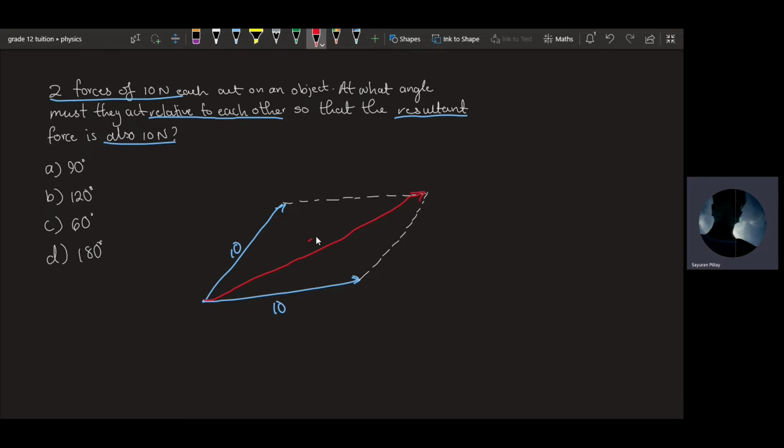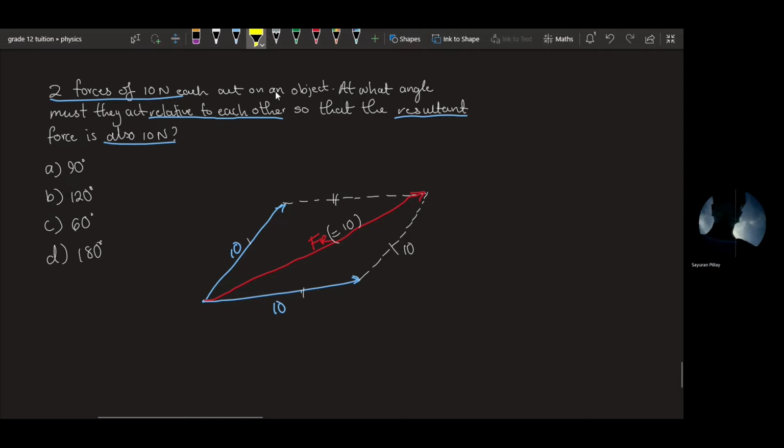Okay, and this red line is my resultant force. Now this white line is 10 newtons. Well, it has a vector value of 10. We know why, parallelograms. That's equal to that. That's equal to that. Okay. Now, interestingly, we want this FR to equal 10.